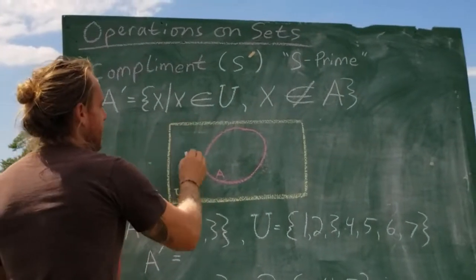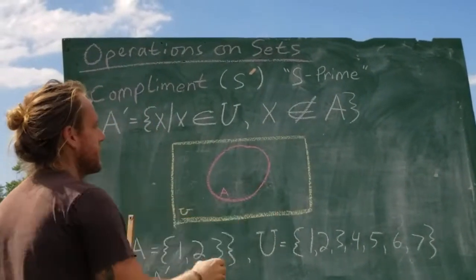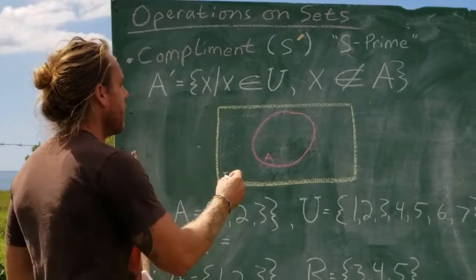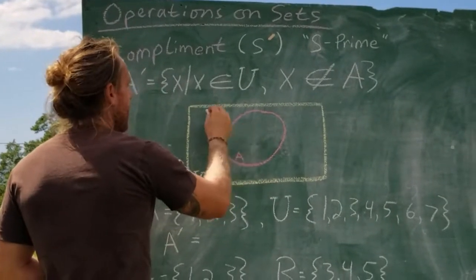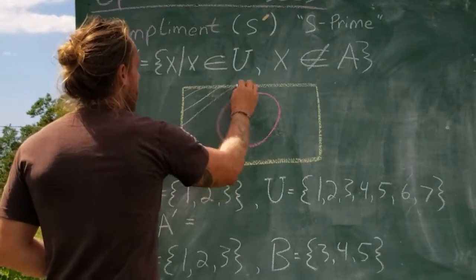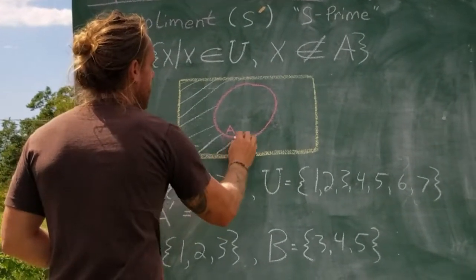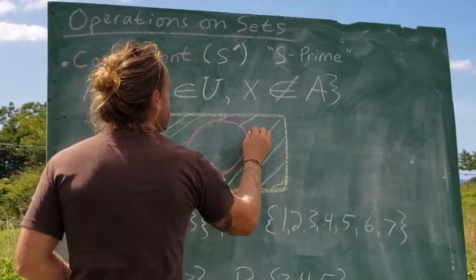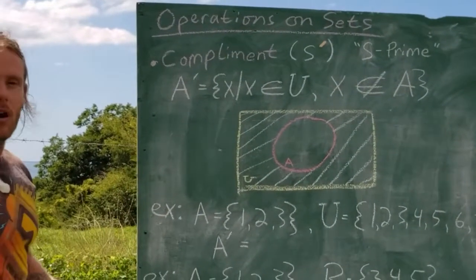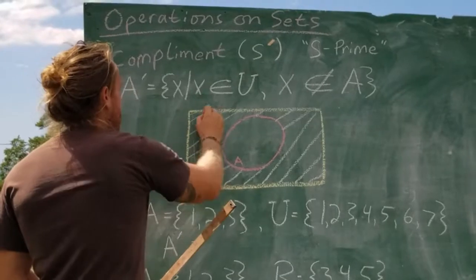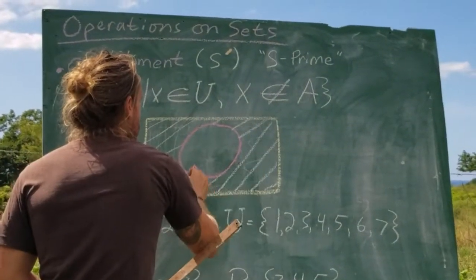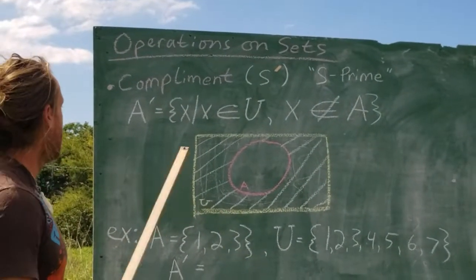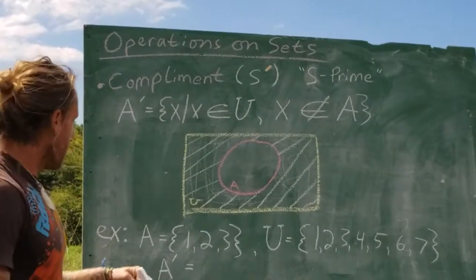So the first condition involves everything in the space of the universal set. The second condition, X not being an element of A, would leave what area? Well, not A. So everything in the universal set that is not in A would constitute an element in the set A prime. So all this area, with the exception of A, all the elements within here are what constitute the set A prime. Okay, well, let's look at some examples.